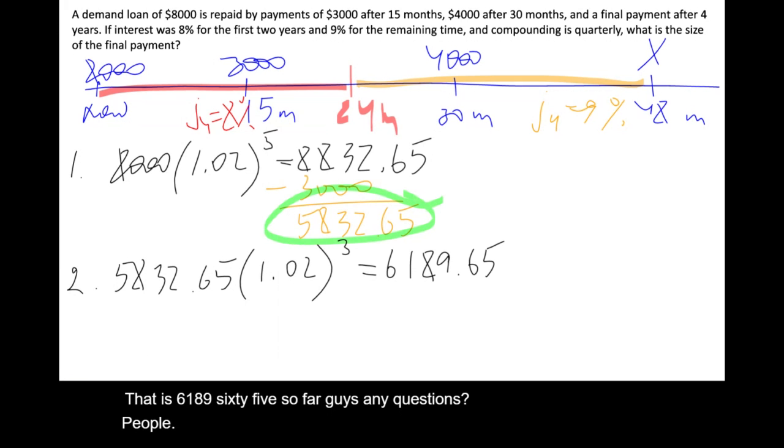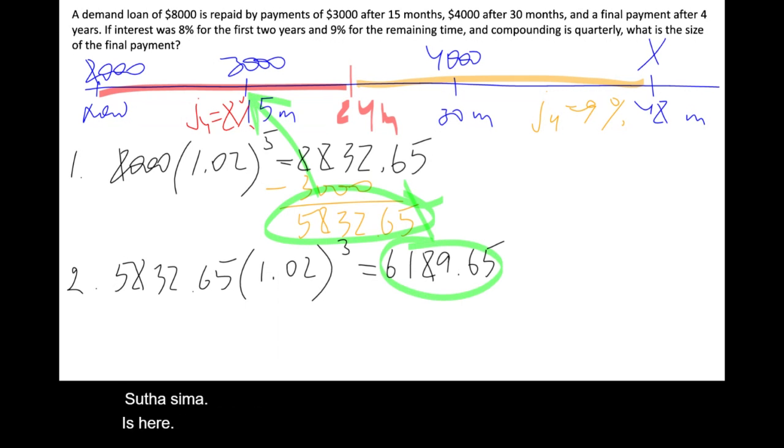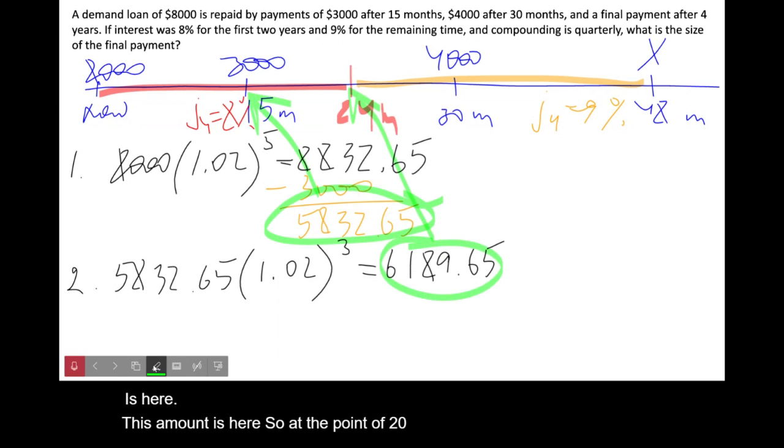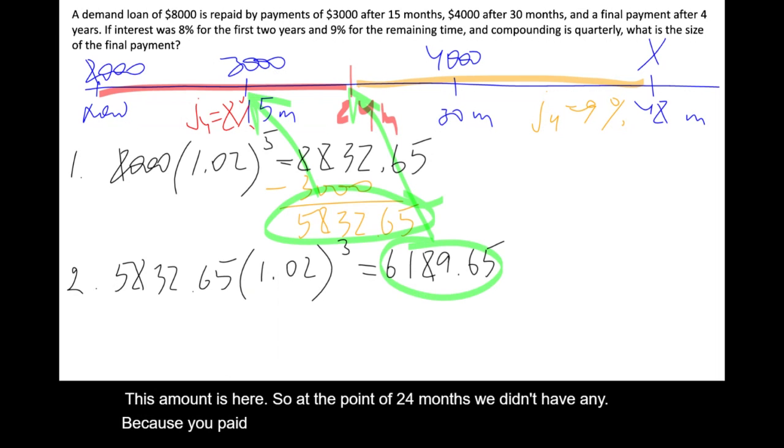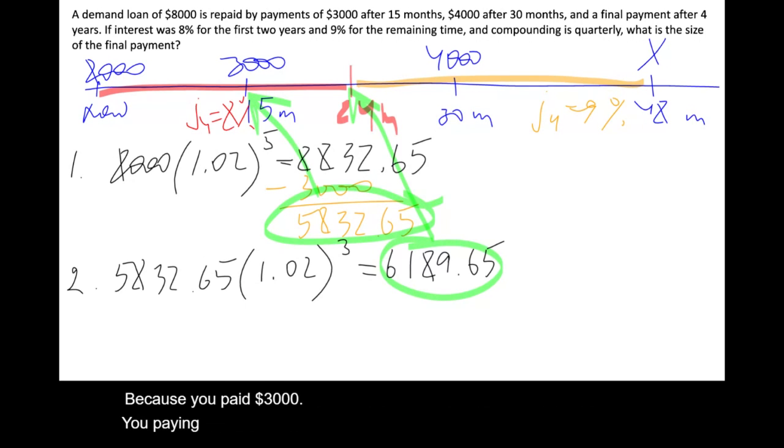So this amount is here. This amount is here. So at the point of 24 months, we didn't have any deposit, because you paid $3,000. You're paying back the loan.